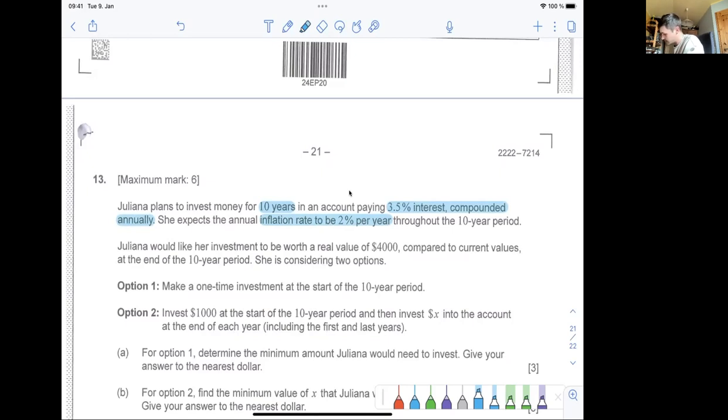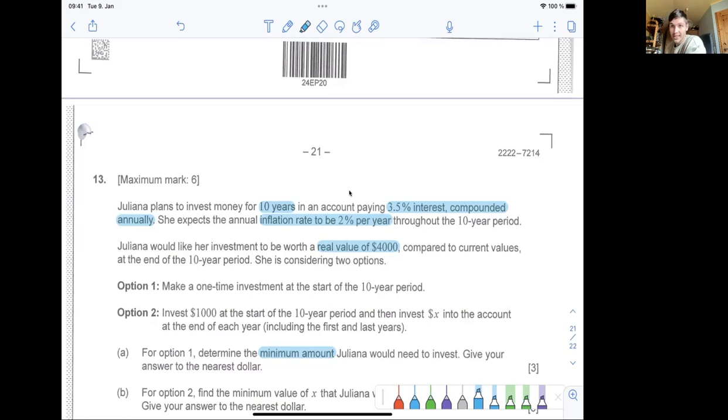Okay, and a very important bit of info here is this idea of a real value of $4,000, compared to current values. And we need to find the minimum amount for option 1, the minimum amount Juliana would need to invest, such that she has this real value of $4,000 at the end.